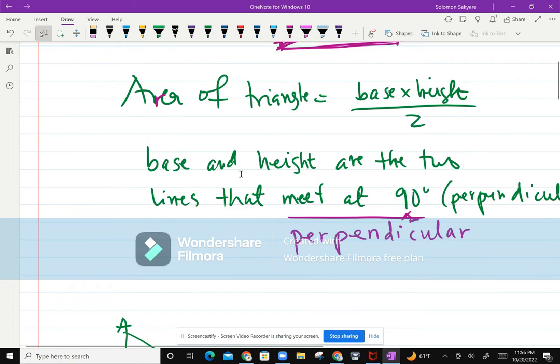Okay, the base and the height are the two lines that meet at 90 degrees. What do you call those lines? They are perpendicular lines. Okay, so pay attention to that vocabulary.